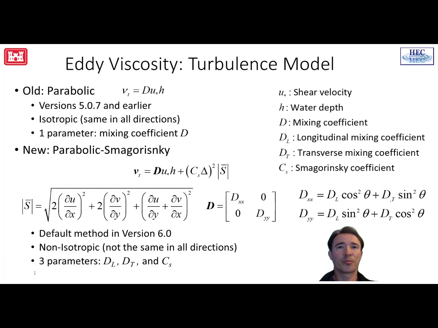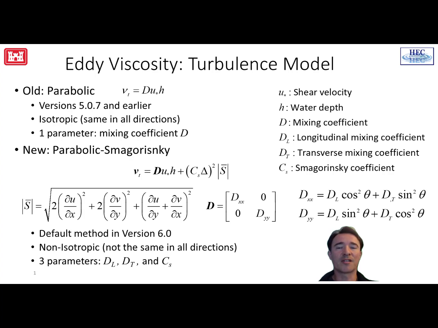One significant improvement in HEC-RAS 6.0 is the addition of a new turbulence model. In versions 5.07 and earlier, the eddy viscosity was computed with a simple isotropic parabolic model. It has one parameter, the mixing coefficient D. In version 6.0, there is a new formulation which is a combined parabolic Smagorinsky model. It has a non-isotropic mixing coefficient and an additional Smagorinsky term, which is a function of the horizontal velocity gradients.